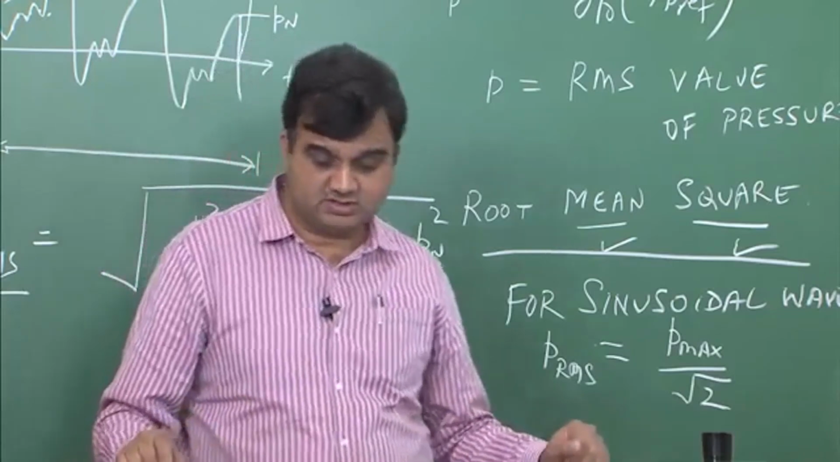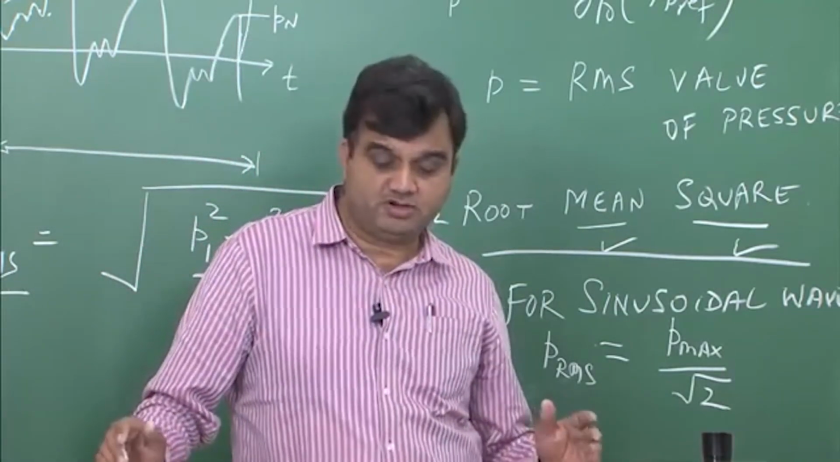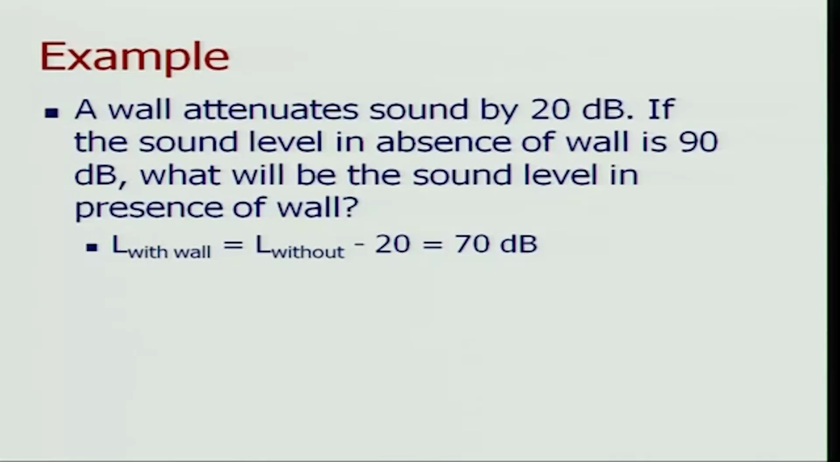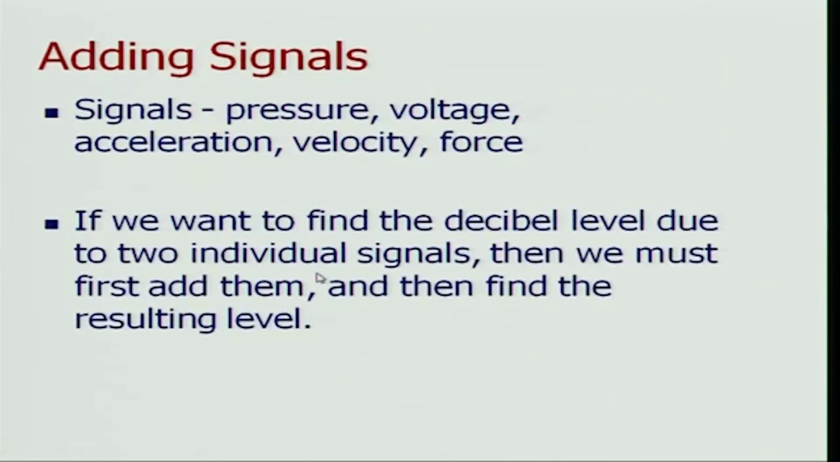That's the language. So if a wall attenuates sound by 20 decibels, and in absence of the wall we can hear sound at 90 decibel level, what will be the sound level in presence of the wall? The answer is L with wall is equal to L without minus 20. L without is 90. 90 minus 20 is 70 decibels.